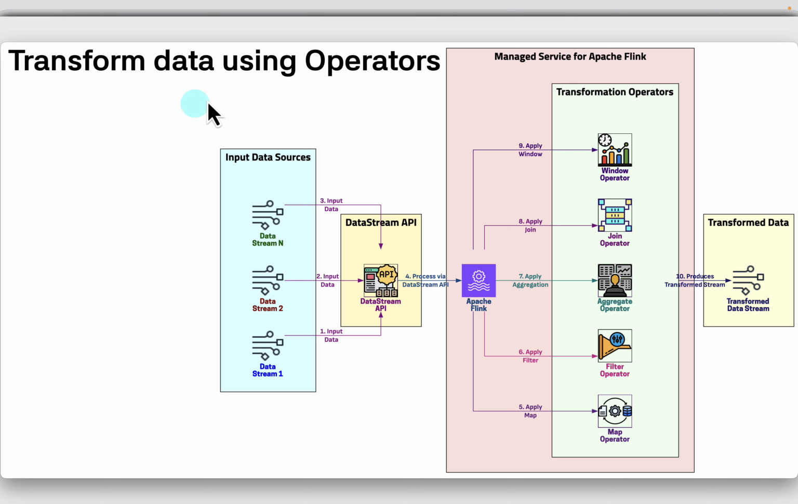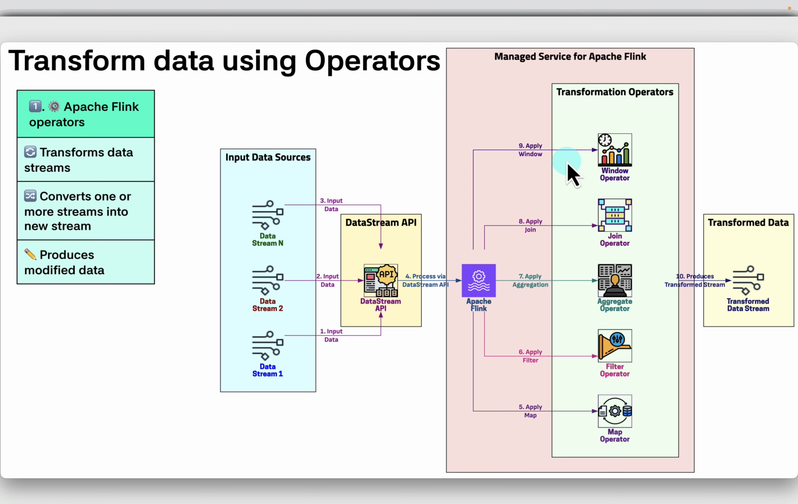Next, transform data using operators. Operators are an important concept. Apache Flink operators are essential components in the managed service for Apache Flink that transform the data streams. They convert one or more data streams into a new data stream, effectively producing modified data from the original sources.